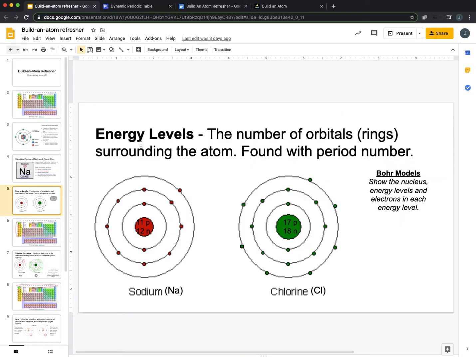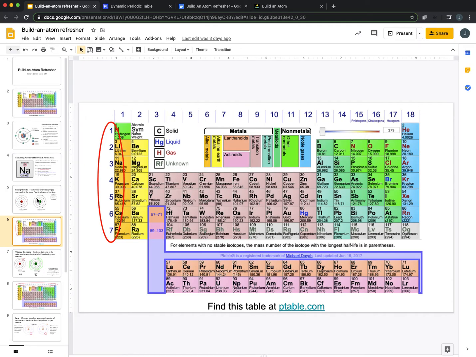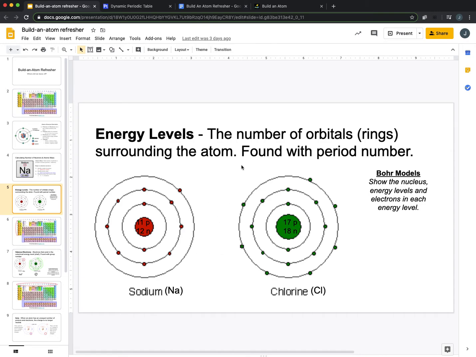So how do you tell how many energy levels something has? You look at which of these periods or rows the element is found in. So hydrogen has 1 ring, helium has 1 ring. Lithium, beryllium, boron, carbon, nitrogen, oxygen, fluorine, neon, these all have 2 rings because they are in period 2. That's one of the ways in which the periodic table is organized. So that's how you know how many rings or orbitals an element has.